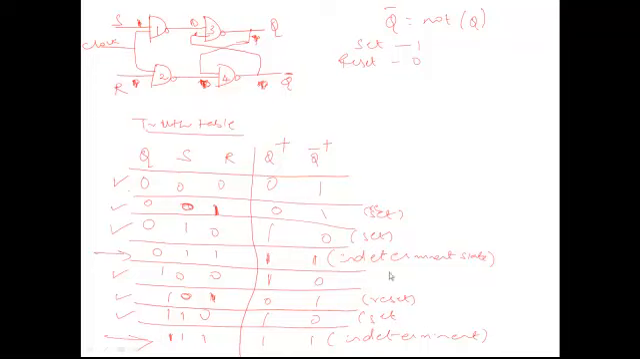These two are indeterminate. And you see this combination, the output Q plus is the same as Q. Here also you see the output Q plus is the same as Q. So whenever S is 0, R is 0, the present state and next state are not changing. Here also you see S is 0, R is 0. The present state Q is 1, the next state Q plus is also 1, not changing. So this we call a no change.